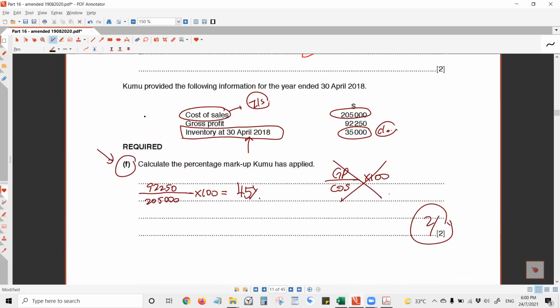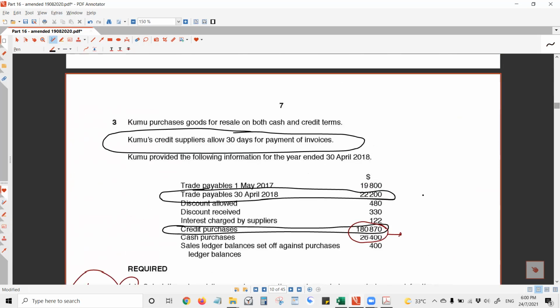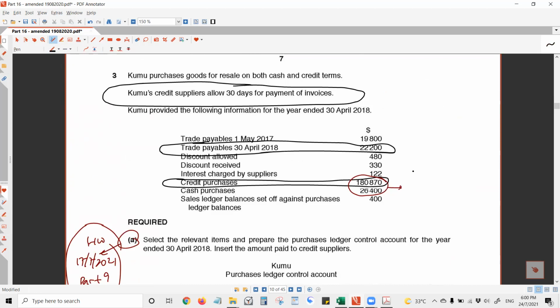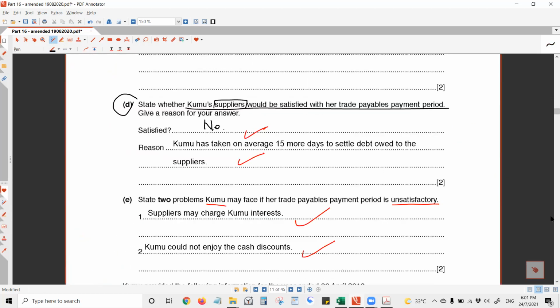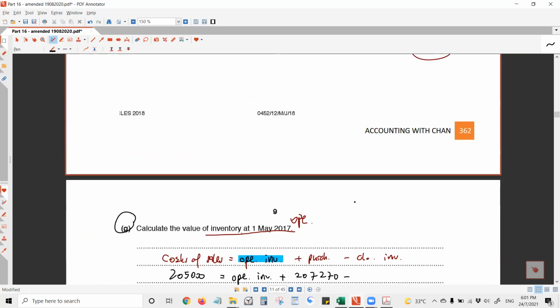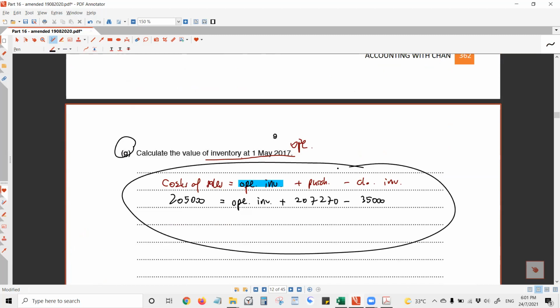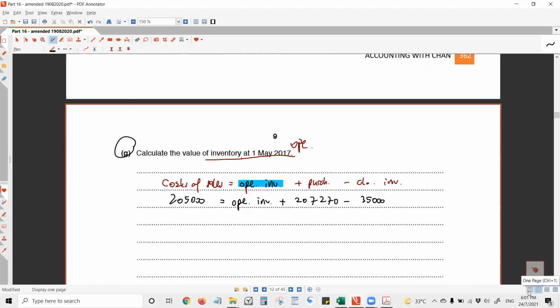So cost of sales, 205000. Leave this blank, opening inventory. Purchases refer to the info given before the part A, the two amounts. We sum these two numbers. Okay, I found it to be this. Closing inventory, 35,000. So basically, these are the calculations that you do in the income statement, right? After sales returns, and then you have cost of sales, and then all these things. Then you try to find opening inventory.